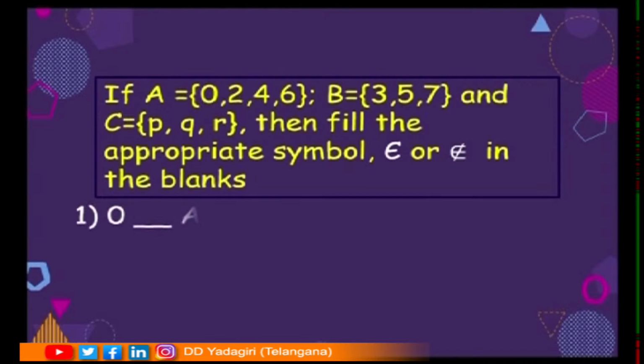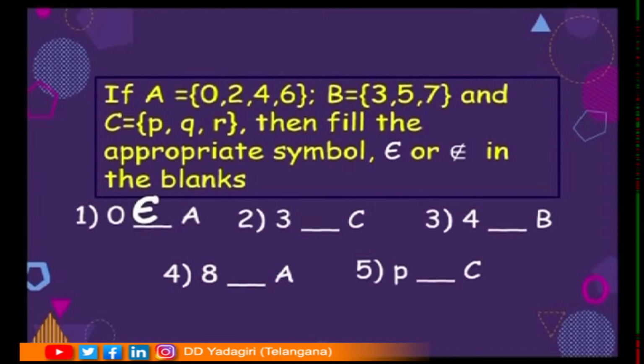Now, the first one is in between 0 and A. What do you observe, children? 0 is a part of A. I use the symbol epsilon. Now, we have to compare between 3 and C. When you look at C, the elements of C are P, Q and R. So, if I have to say about 3 and C, 3 is not belonging to C. So, I use the symbol does not belong to.